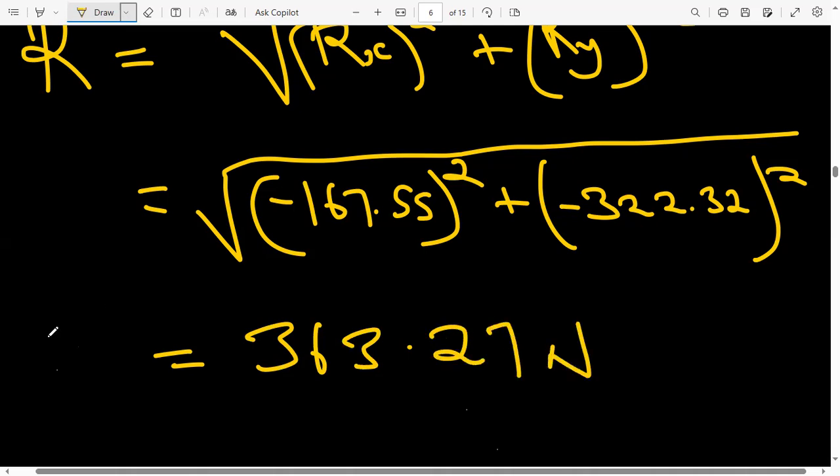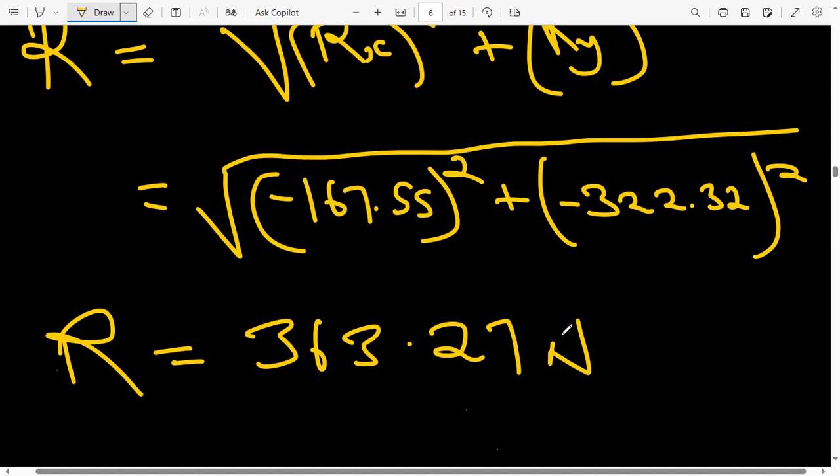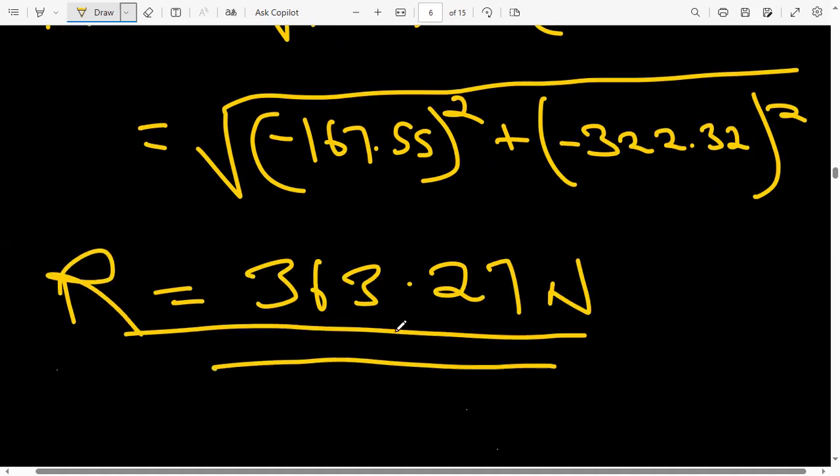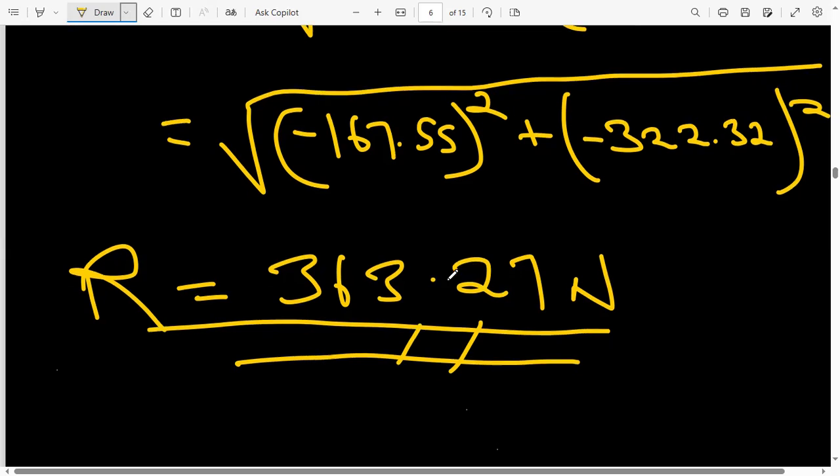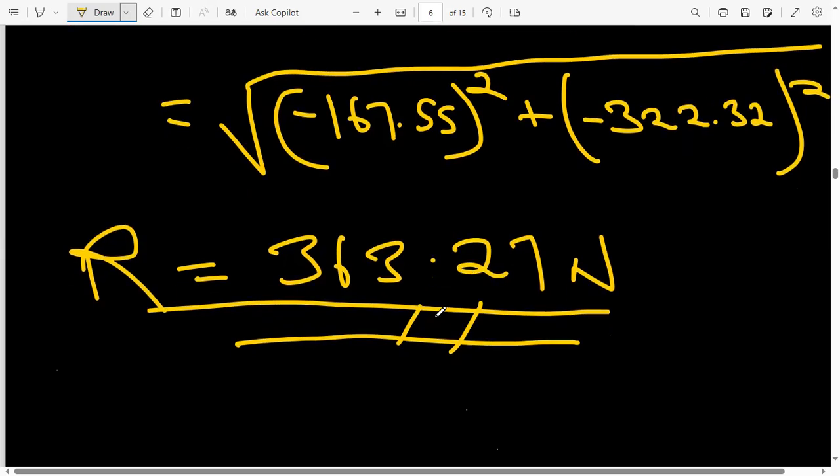So this one here is our resultant vector, or our resultant force. The question is not complete because we have to find the direction at which this resultant vector is. So now let's draw what we have.